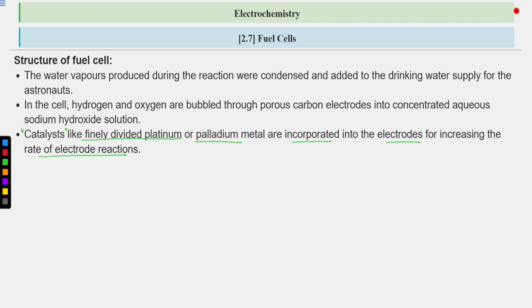So what kind of catalyst do we use? Finely divided platinum, Pt, or palladium, Pd metal. They are incorporated into the electrodes as a catalyst for increasing the rate of the electrode reaction. Increasing the rate of electrode reaction means whatever reaction is happening on the electrode, the time in which they convert the reactant to the product will decrease. That means the rate of the reaction will increase by using a catalyst like finely divided platinum or palladium metal.